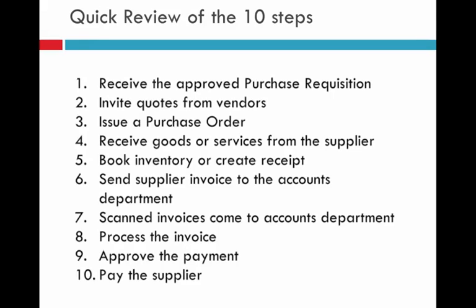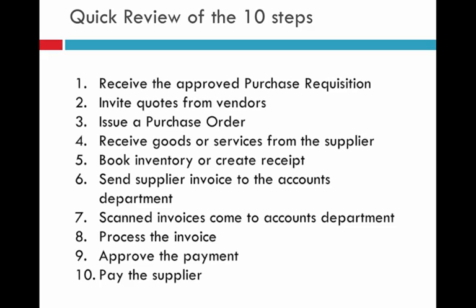So here are the 10 steps of the procure to pay process once again. We start by receiving the approved purchase requisition. Then we move on and invite quotes from vendors. Once a vendor is finalized, we issue a purchase order. Once a PO is sent, finally the goods or services are received from the supplier.